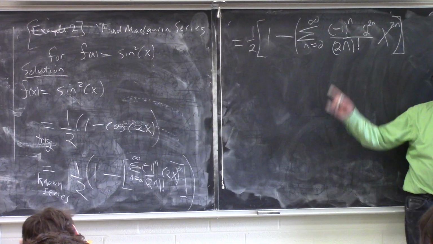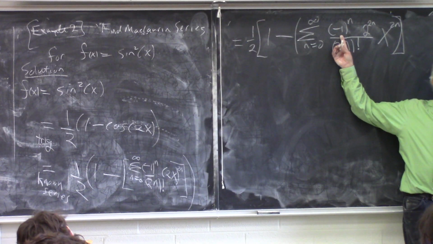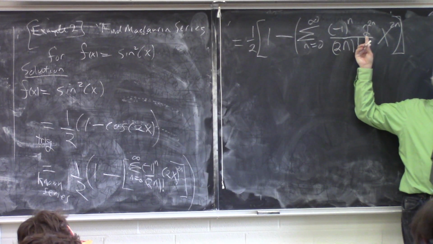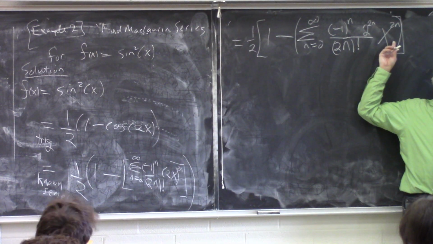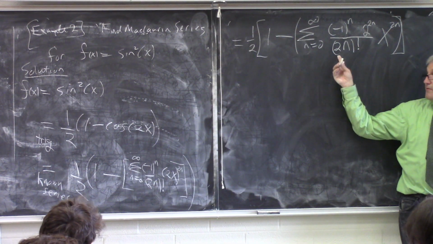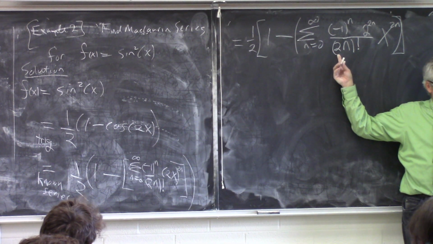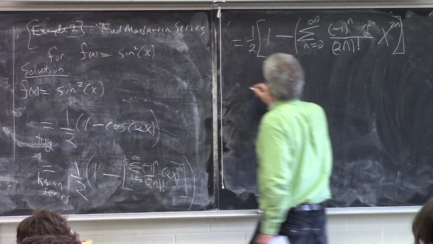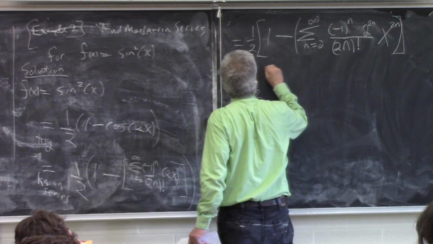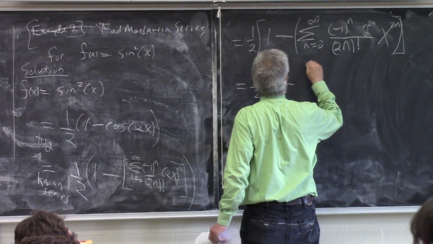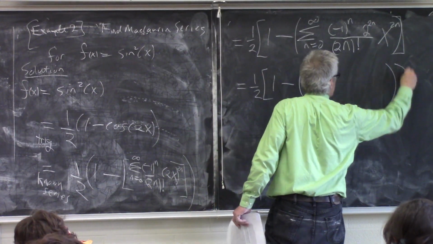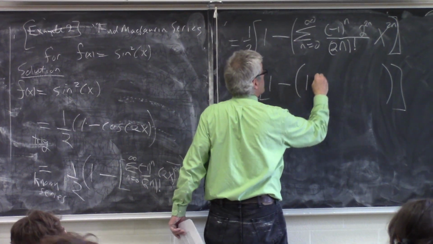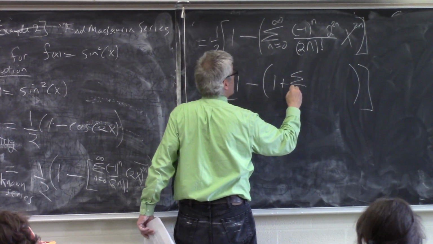Yeah, so you're going to have (-1)^0, that's 1. We're going to have 2^0, that's 1. We're going to have x^0, that's 1. We're going to have 0 factorial, that's 1. So this is the number 1 when n is equal to 0. So I'm going to break that term off. So this is going to be 1 plus the series starting at 1.